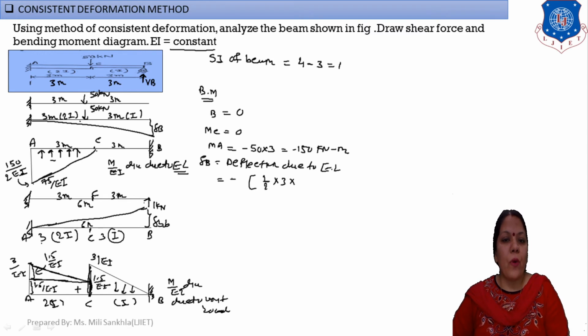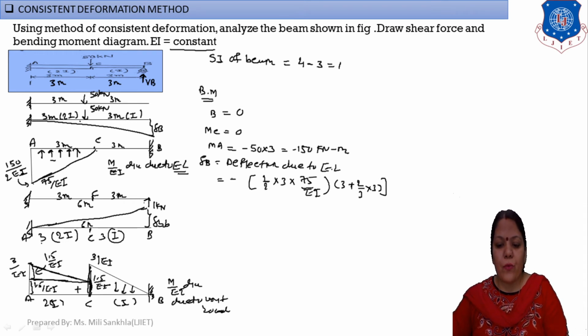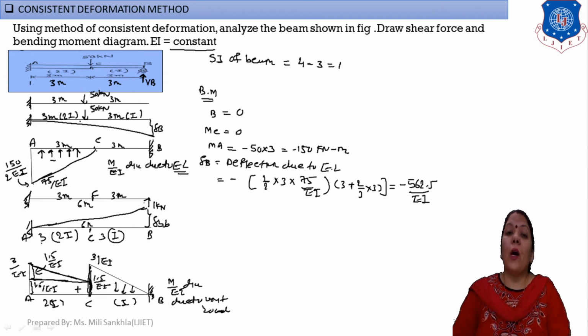Here in this diagram, first of all make a minus sign, and the area is 1/2 into 3 into height, which is 75 by EI, into CG, 3 plus 2/3 into 3. My answer for this del B is 562.5 by EI.